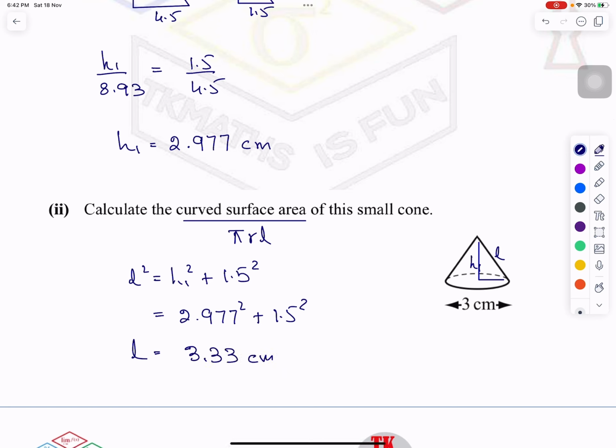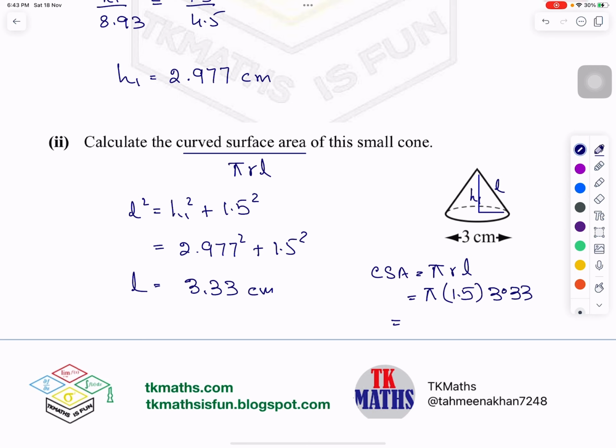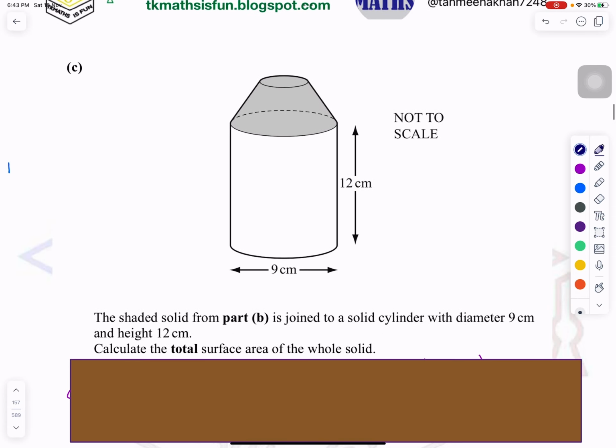Okay, so now I know the curved surface area of this. Sorry, I have just found lateral height right now. So curved surface area will be pi RL. Now this is my abbreviation, by the way, pi RL. R is 1.5 and L is 3.33. And use the calculator, 15.71 square centimeter.